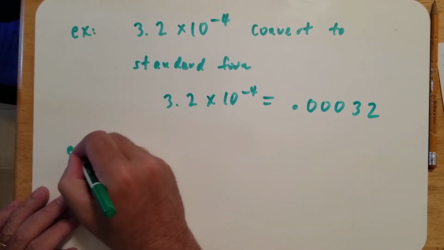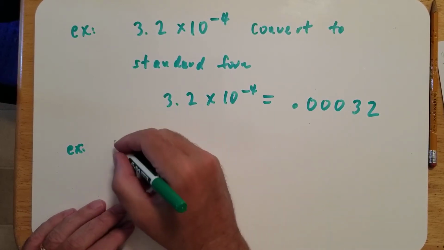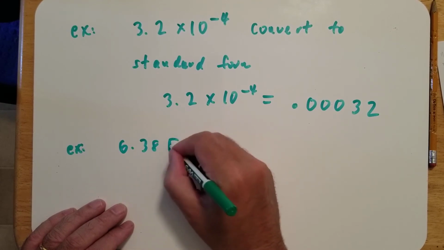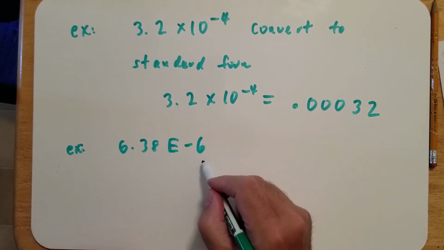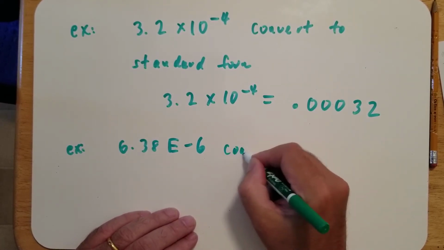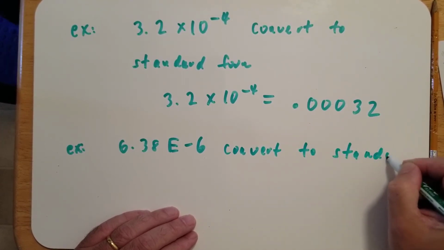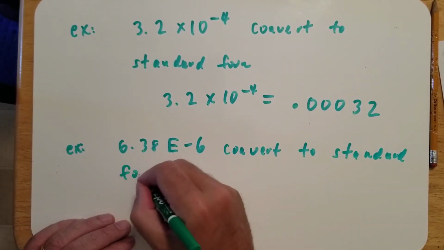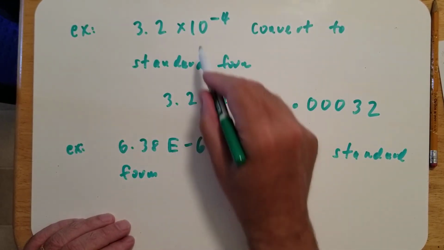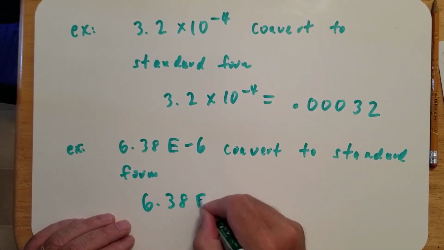The same concept applies for numbers that are in e-notation, which you might see coming up on the calculator sometimes. 6.38 e minus 6, that's a number in e form or exponential notation that comes up on the calculator. Convert to standard form. This minus 6 is sort of the same thing as the minus 4, and the e is sort of like the 10. So 6.38 e minus 6.